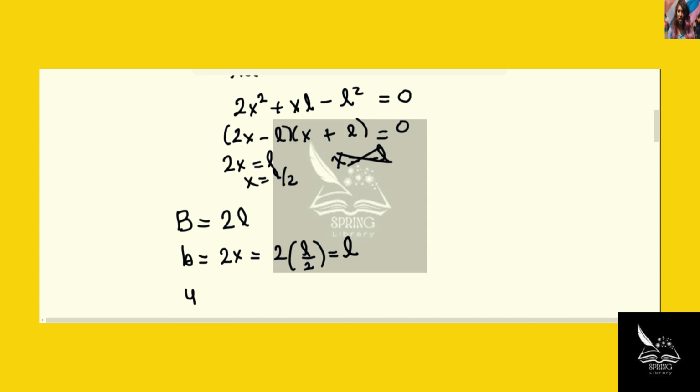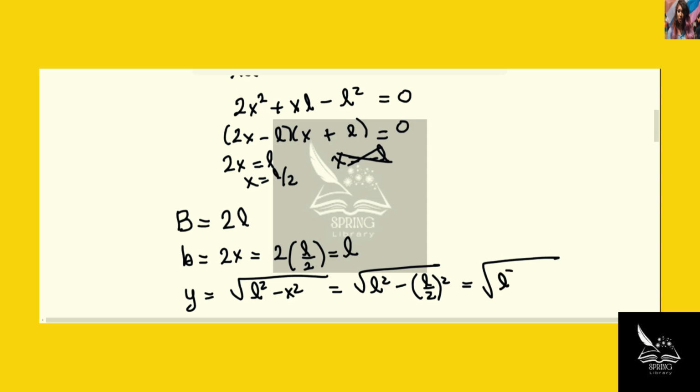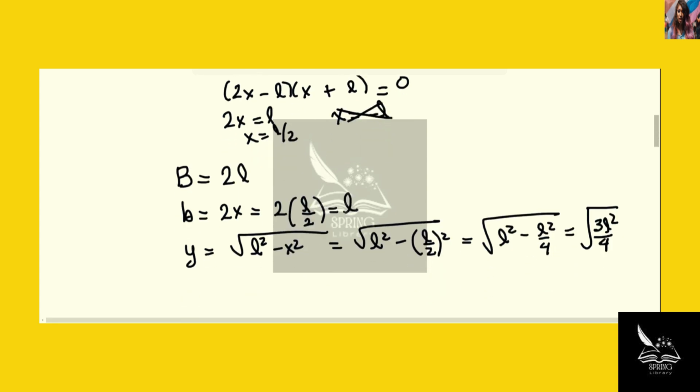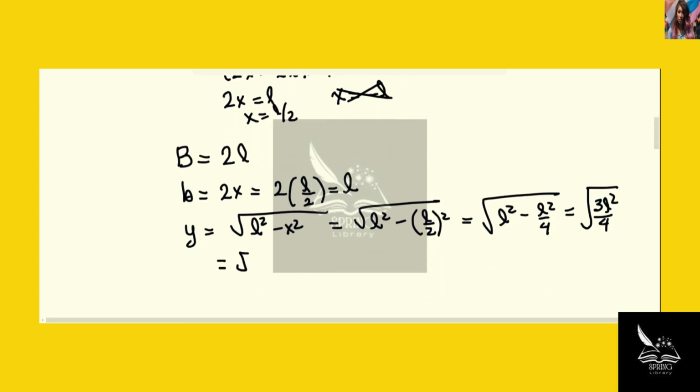And then y equals the square root of L squared minus x squared, which will be the square root of L squared minus L over 2 squared, which will be the square root of L squared minus L squared over 4, which will be the square root of 3L squared over 4, which will be the square root of 3 L over 2. So there are the dimensions.